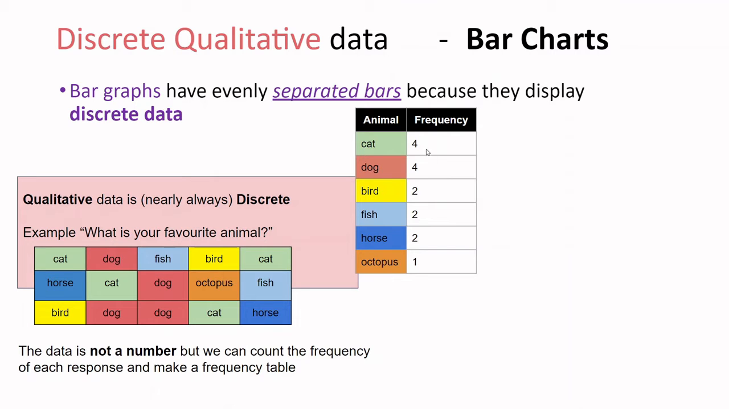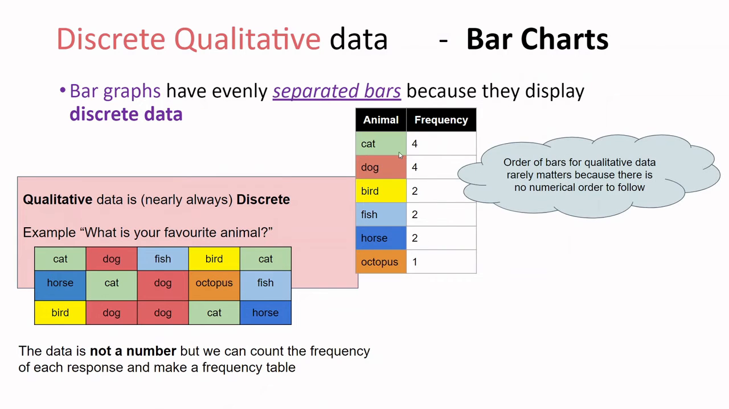In order to work out my frequency for my frequency table, as you can see, I just looked for the cats and I see there's 1, 2, 3, 4 cats. I looked for the dogs. I see that there's 1, 2, 3, 4 dogs. Birds, there's 2. Fish, there's 2. Horses, there's 2. And octopus, there was 1. One way that I can check, I can try adding these up. I see over here, I've got 3 rows of 5. 3 times 5 is 15. And this adds up to 15.